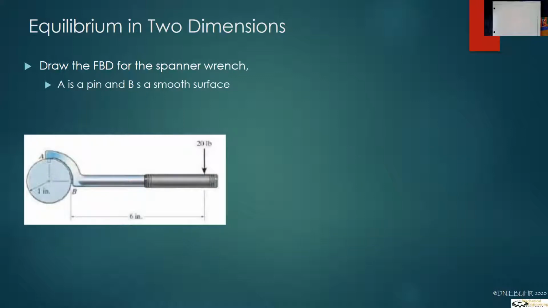Okay, here's another one. Now, in this case, this is a spanner wrench. This is the way you tighten and loosen round surfaces. You can't very well use channel locks on them. You're going to booger them up.